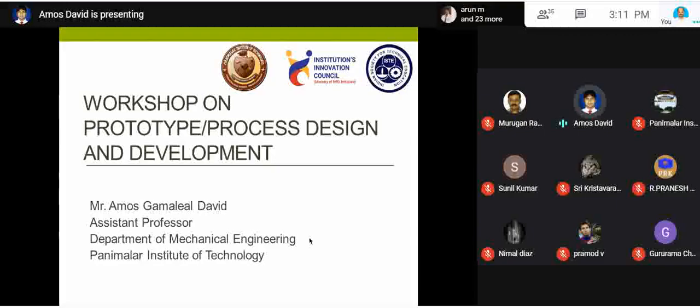Workshop on prototype or process design and development. The session is going to be like this. For the first 1 hour, we are going to have a slide presentation. We're going to see what is a prototype, what is process design, what is product development, all that data. And then for the next 1 hour, we're going to see an online demo on Autodesk Fusion 360 on how to design a basic product and how a prototype is designed. That's what we're going to see. So I hope I do justice to this topic in 2 hours. So we'll move on to the session directly.